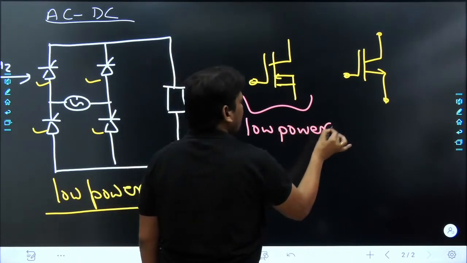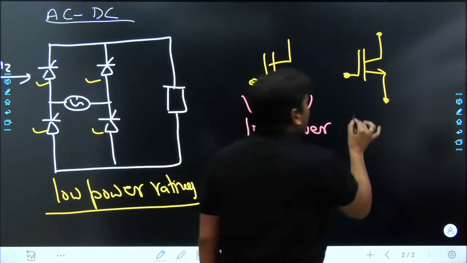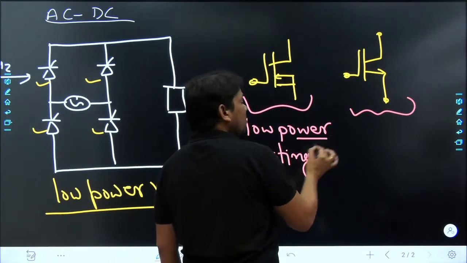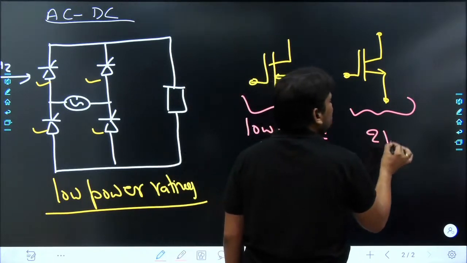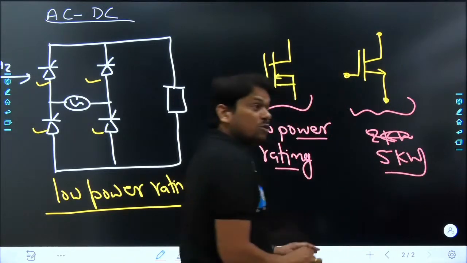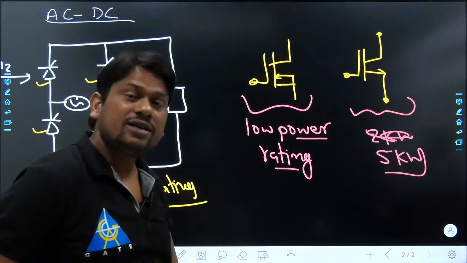At low power rating, hardly 1 kilowatt or 2 kilowatt, we use MOSFET, whereas IGBT is much better than MOSFET in terms of power handling capability, more than 2 kilowatt, and we can use it up to 5 kilowatt. Is it clear, dear?